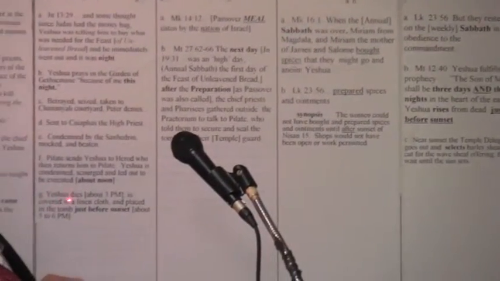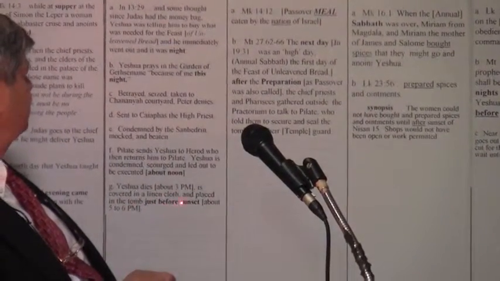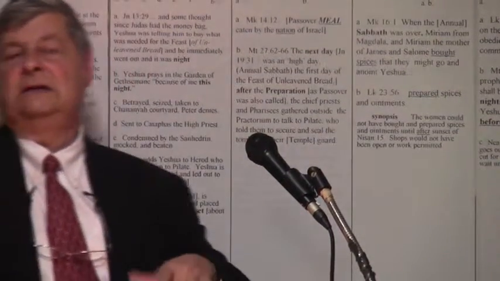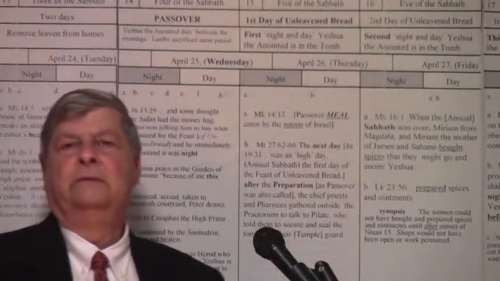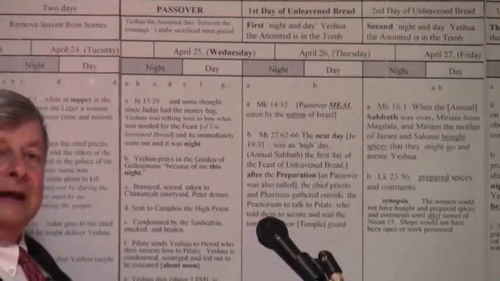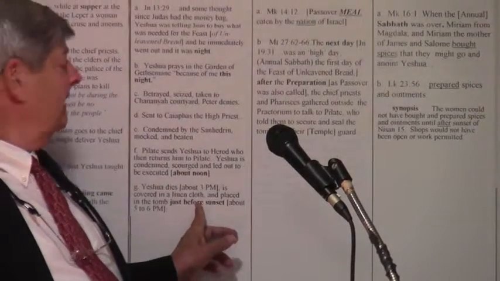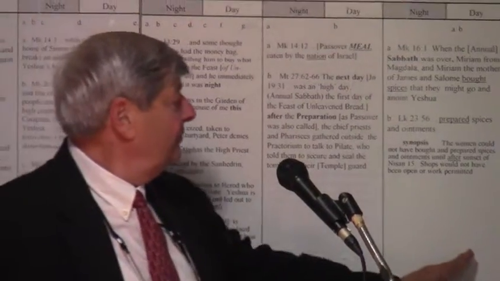The scripture says Yeshua dies and is covered with a linen cloth and placed in the tomb just before sunset, again about 5 or 6 p.m. Now, sunset, about the time when this would have happened, you've got plenty of light till about 7:30. So he was buried on Passover Day, or entombed, not buried, entombed is technically correct, just before sunset. Day one, day two, day three.